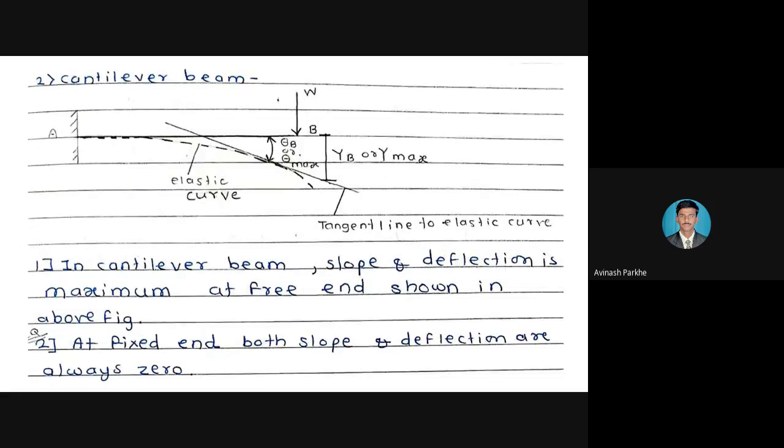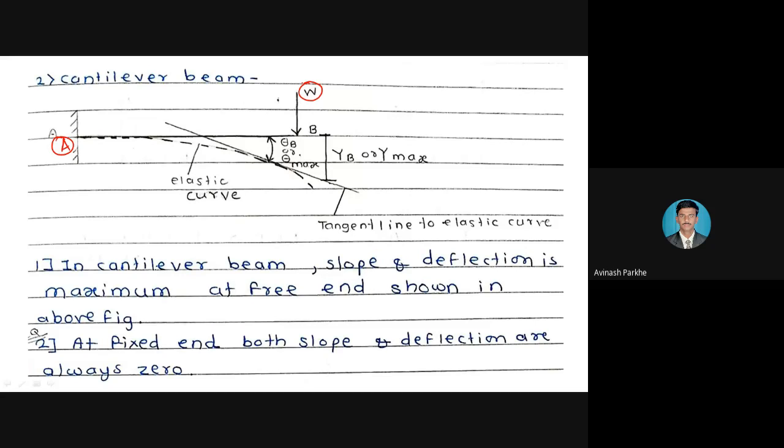Then the cantilever beam, the second type of beam. What is the construction of the cantilever beam? One end is fixed and another end is free. You can see here the cantilever beam is represented by AB. AB is the cantilever beam. The point A is fixed here, and on the other side point B is there, and at this point B the point load is applied at the free end.